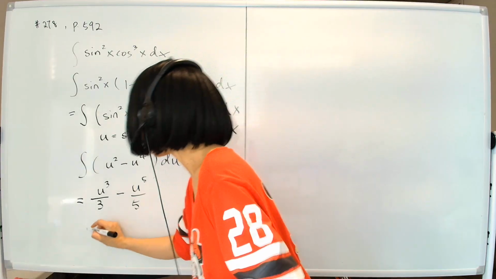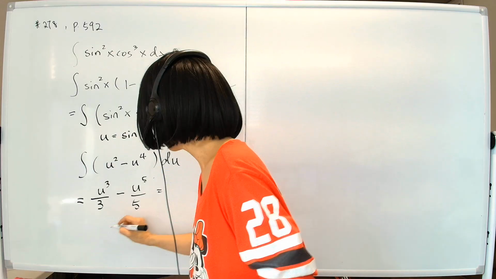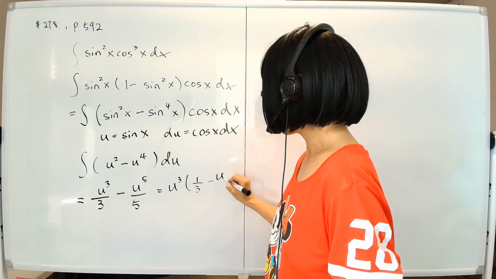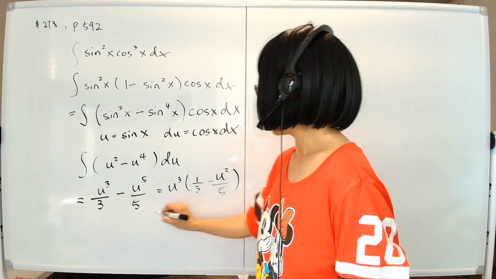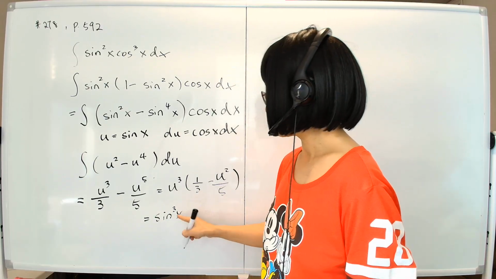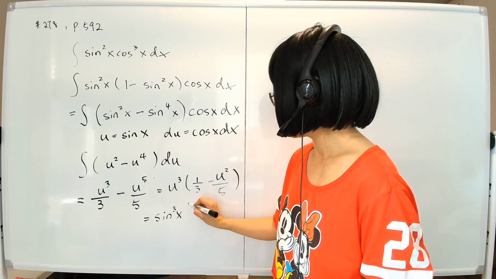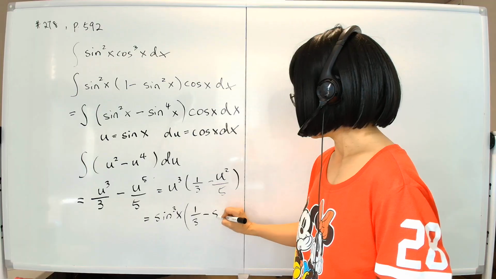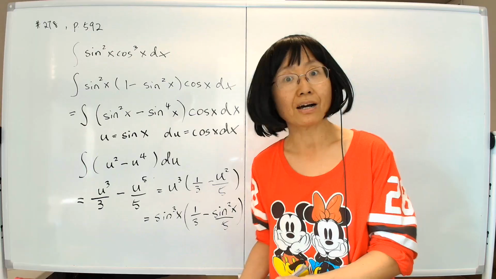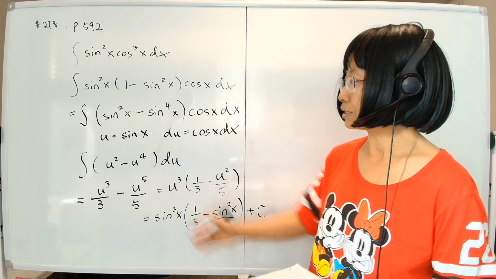So we get, well, maybe we'll simplify a little bit. Okay, u cubed over 3 minus u squared over 5, and that equals sine cubed x, remember, this power means the whole thing is being cubed, okay? And then times 1/3 minus sine squared x divided by 5. And then don't forget that constant. Okay, this is the indefinite integral.